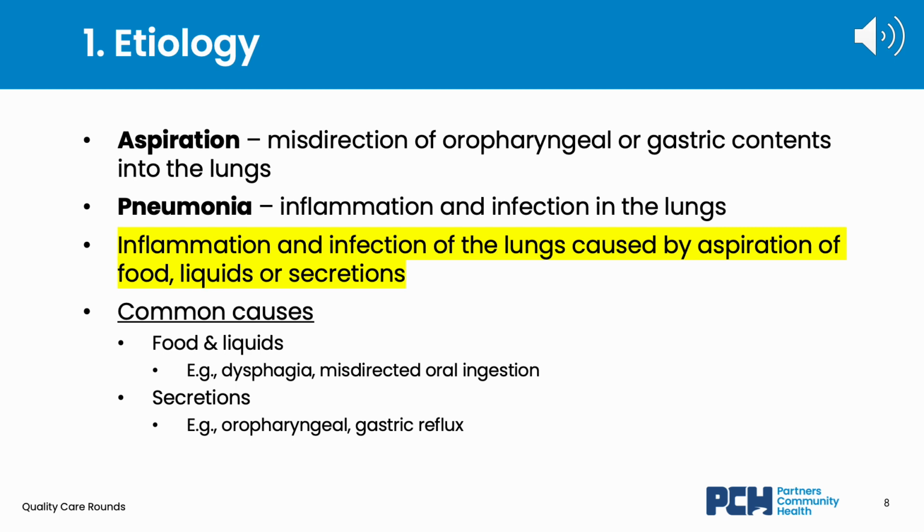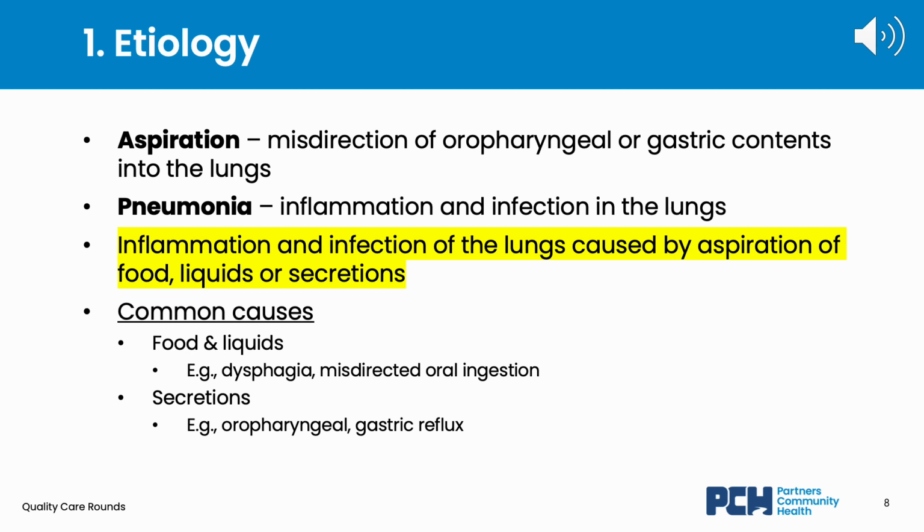The first and most common one is food and liquid intake. A resident may aspirate on their consumption of food due to dysphagia or accidental misdirection of oral ingestion. In this case, the resident may not have dysphagia, but the food inadvertently went down the wrong pipe. Another common cause of aspiration pneumonia is the ingestion of oropharyngeal secretions or gastric reflux. When these secretions are colonized with bacteria, it produces an infectious response in the lungs.